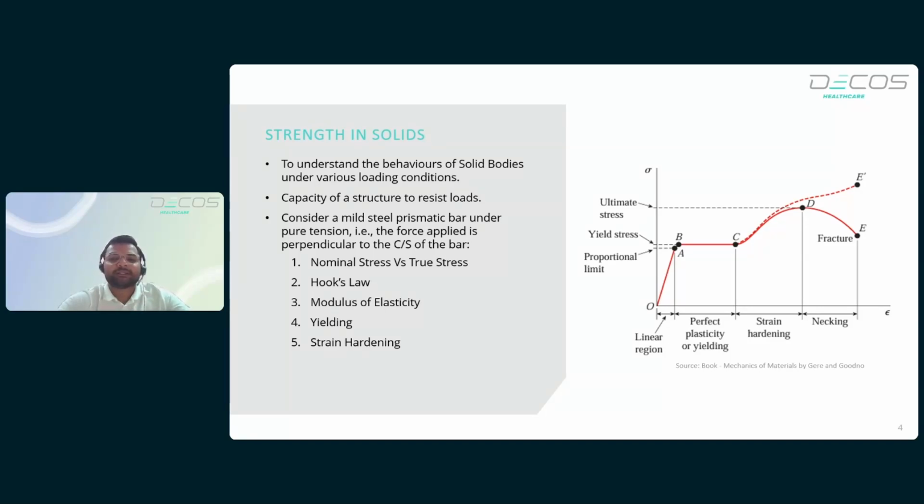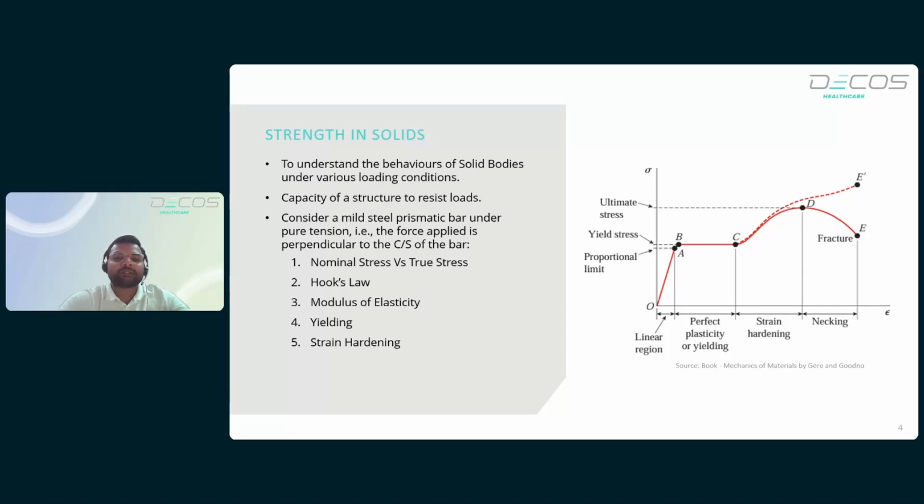Now, let's define what the strength of a solid is. Strength is defined as the capacity of a structure to resist loads, right? In other words, a component which can take more loads without failure or without significant deformation, and still fulfills the application for which it is designed, is said to have higher strength, right? So that's how strength is defined. It's the capacity of the structure to resist loads.